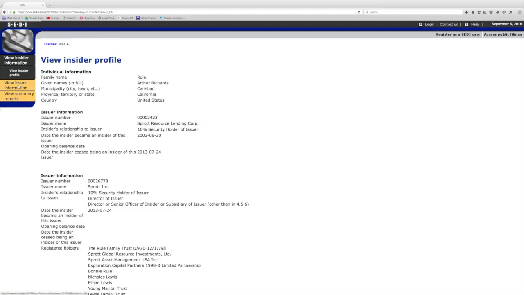Then you have Sprott Inc., which is another Sprott company with the same sort of information. Then you have Quest Investment Corporation and the same sort of information. Okay, but Rick Rule doesn't usually just buy stuff under his name, right? I mean, some of it is through KCR, and some of it might be through another company. Let's go on and take a look at issuer information.